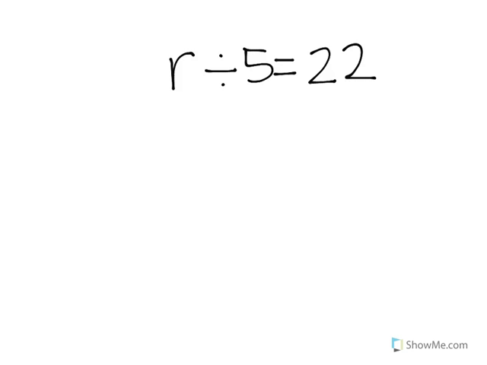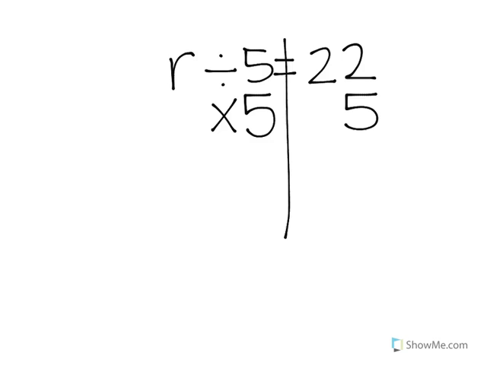Let's try again with a division problem. In this case, we have r divided by 5 equals 22. Again, draw your line down your equal sign. On the left side, we have r divided by 5. So to get rid of the divided by 5, I need to do the opposite operation, which is times. So I times 5. Whatever I do on one side, I do on the other side. On the left side, my 5's now cancel out, and I'm left with just r.